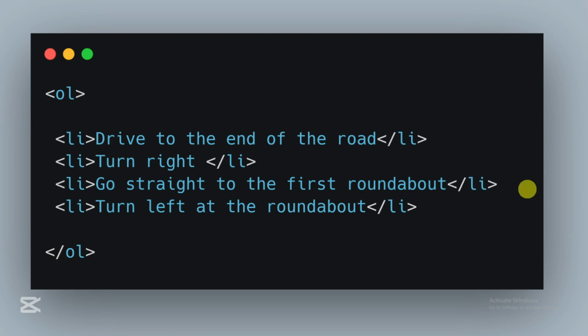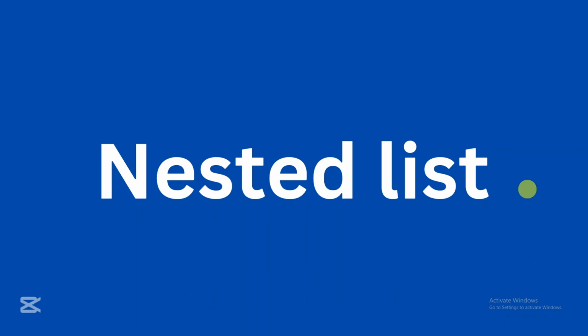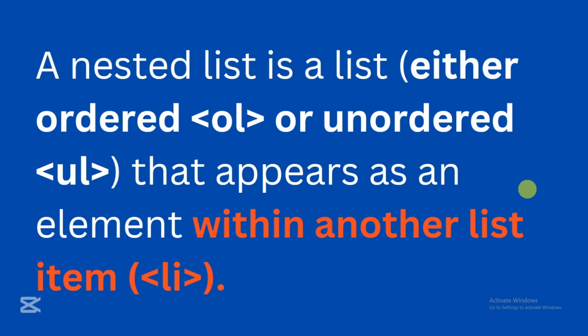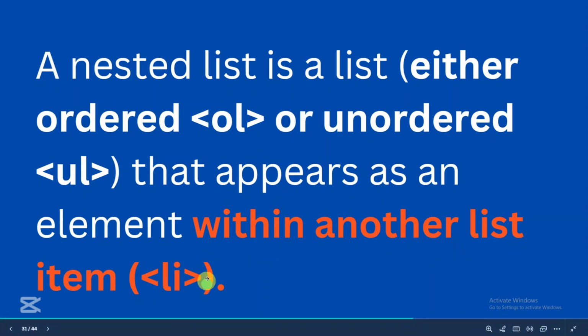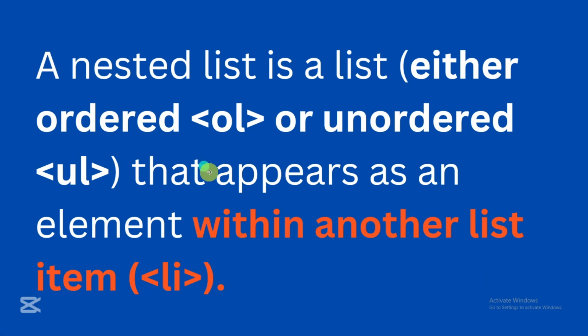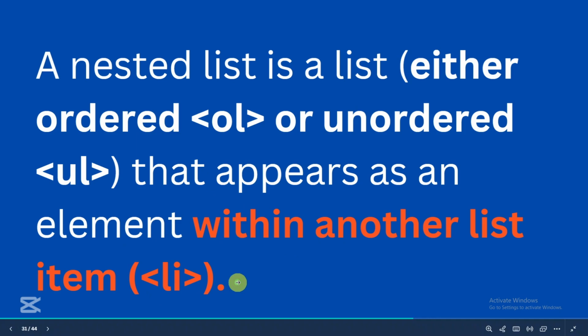There is another concept that you need to know, which is the nested list. So what is a nested list? A nested list is a list. Now this list can either be an ordered or unordered list that appears as an element within another list item or an LI. So what this means is that you are going to have an ordered list or an unordered list within an LI. So you are nesting your list within another list.